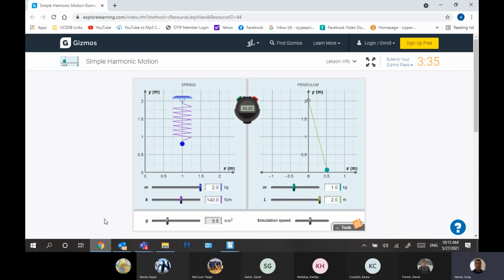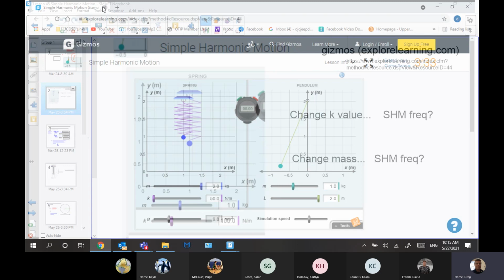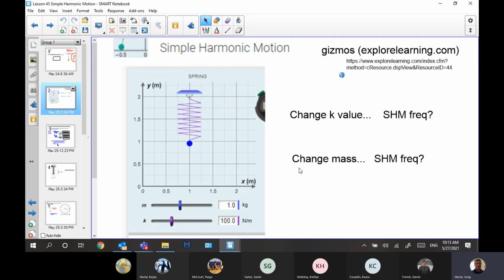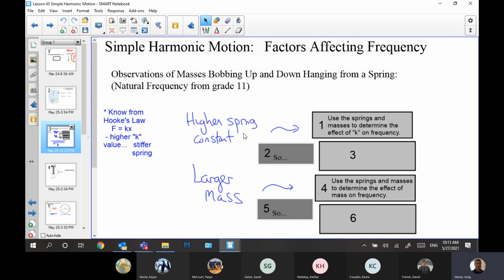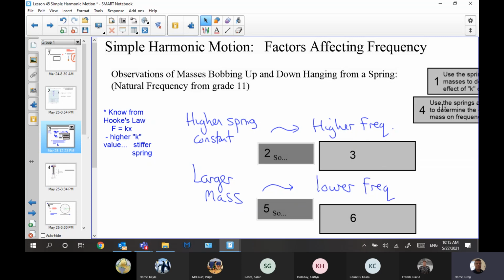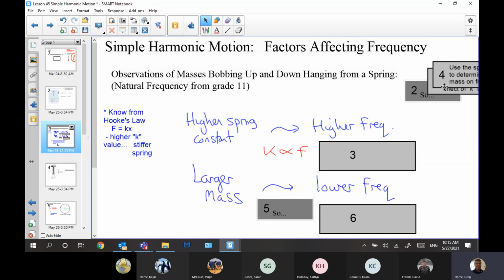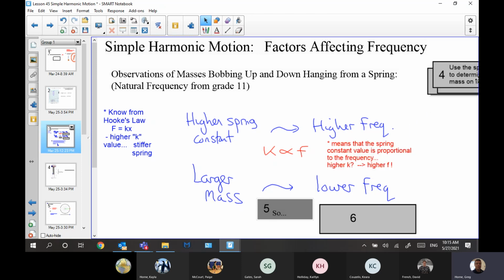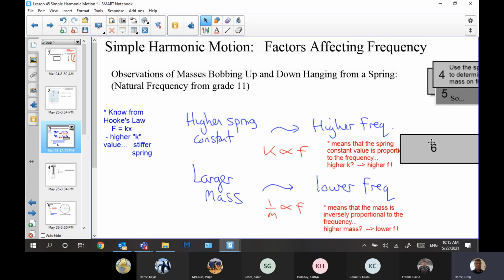Let me close that page in case I want to come back to it. But yeah, we find that a higher spring constant led to a higher frequency, and a larger mass led to a lower frequency. So the frequency is proportional to the k value, whichever way you want to look at that, and it's inversely proportional to the mass.